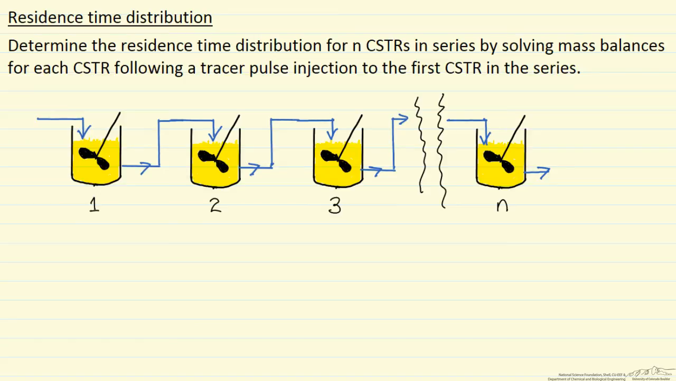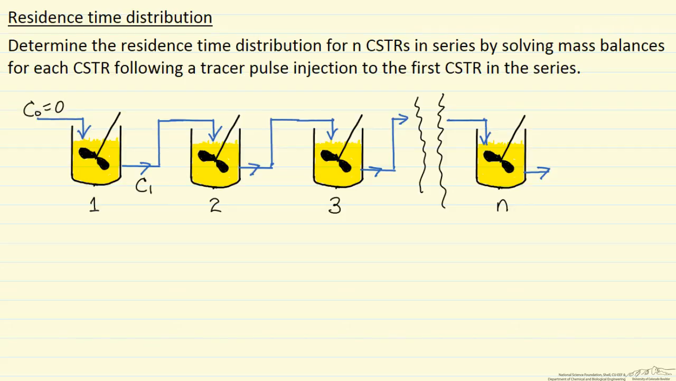We want to determine the residence time distribution when we have a number of CSTRs in series, and we're going to do that by solving mass balances for a tracer. This will be a pulse tracer that we inject to the first CSTR in the series. At time equals 0, we inject a pulsive tracer into the first CSTR, and that means we're not adding any more tracer after that, so that C0 concentration coming into the first CSTR is 0.